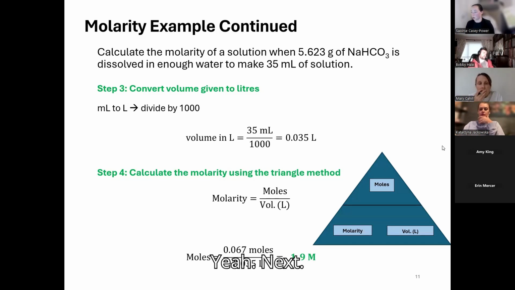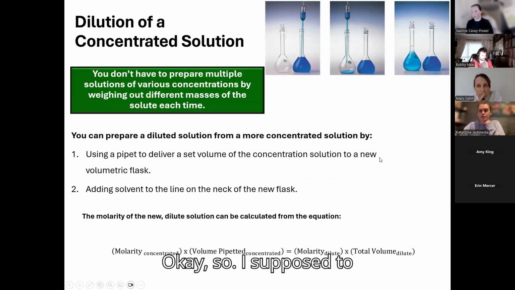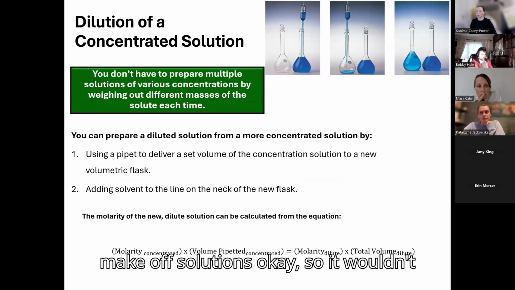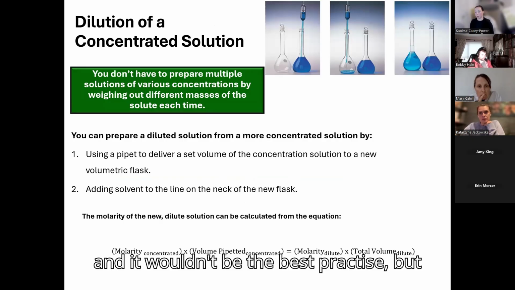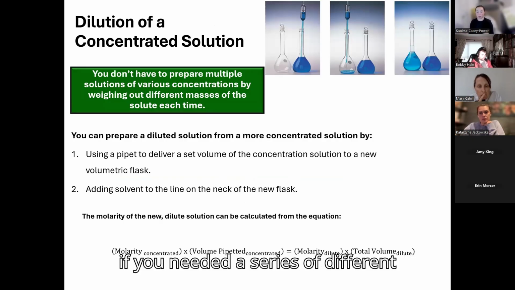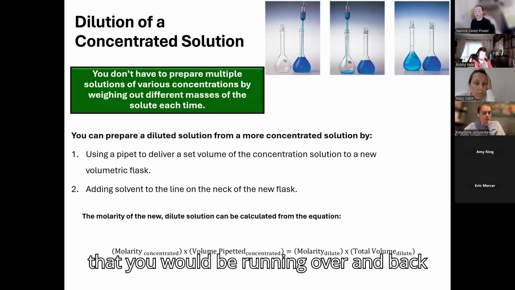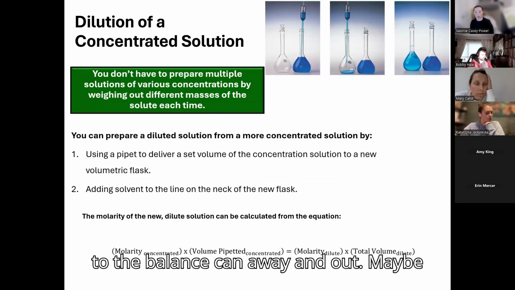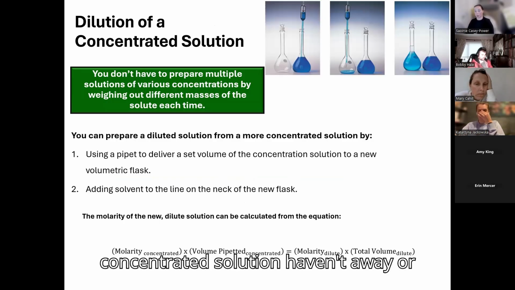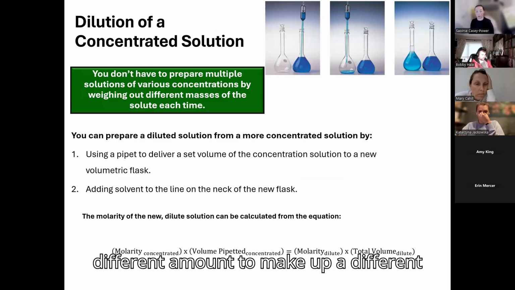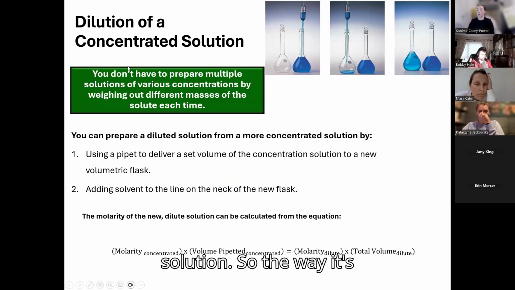Yeah. Okay, so to make up solutions, it wouldn't be very efficient in a lab, and it wouldn't be best practice, if you needed a series of solutions at different concentrations, to be running over and back to the balance, weighing out maybe 5 grams of NaCl for one solution, coming back and making it up, then having to weigh out a different amount to make up a different solution.